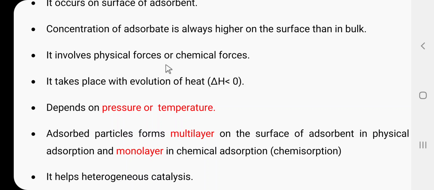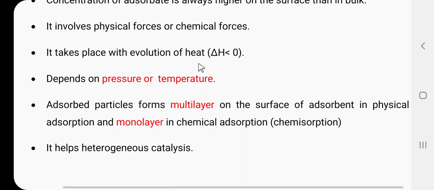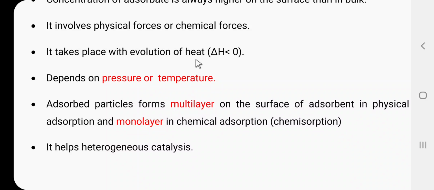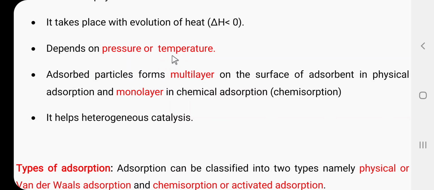Then it involves physical forces or chemical forces. There are two types of adsorption, physical adsorption and chemical adsorption, and in these two processes physical forces as well as chemical forces are involved. It takes place with the evolution of heat. That means during adsorption heat is always evolved, and it is called the heat of adsorption. It depends on the pressure or temperature. The process of adsorption always depends on the pressure or temperature.